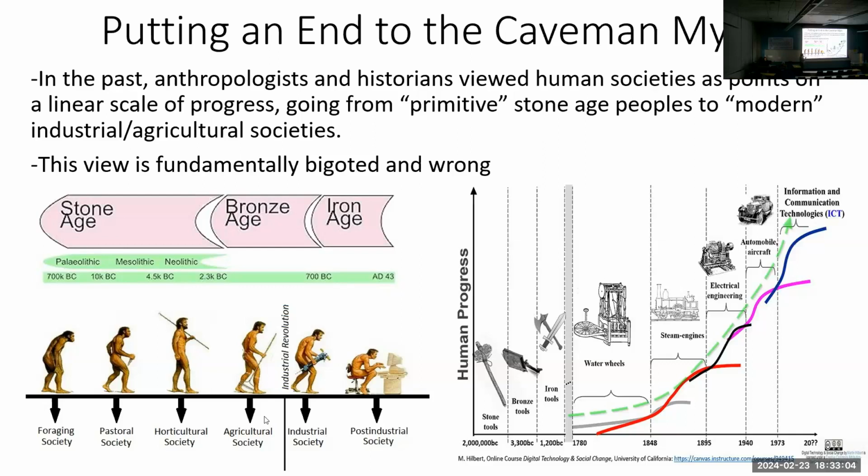You had the Stone Age, and the Bronze Age, Iron Age. You had these societies transitioning from foraging to pastoral, agricultural, industrial. You have human progress as this linear trend from stone tools, bronze tools, iron tools, steam engines, all the way up to us today, of course, as the pinnacle. But I think this view, trying to think of diverse human groups on a linear scale, is inherently bigoted and wrong. I mean, we can't think about it that way.